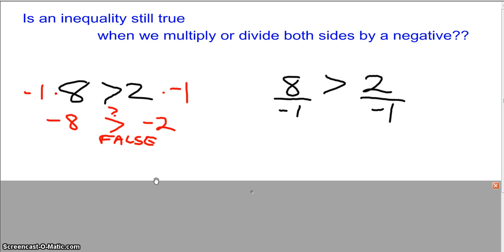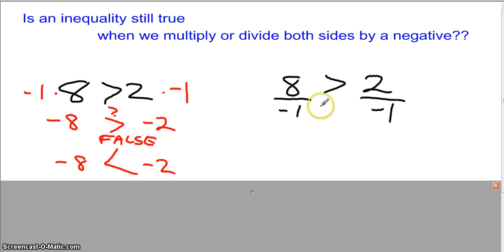If we wanted this to be true, when we compare these two values, we would have to switch the sign. Okay? When we multiply both sides of an inequality by a negative, we are going to have to switch the sign in order to make sure that the statement is true.